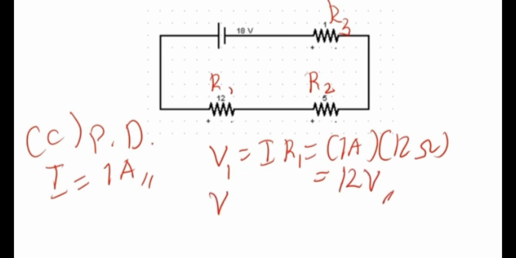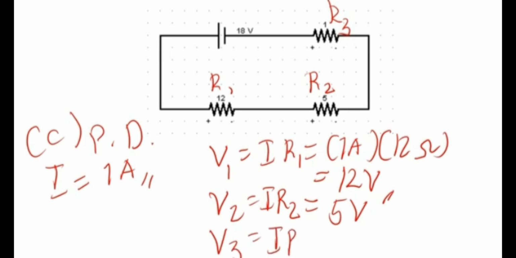The same goes for R2. I times R2 is just equal to 5 volts. Then for my third resistor, I have I times R3. So this is equal to 1 volt.